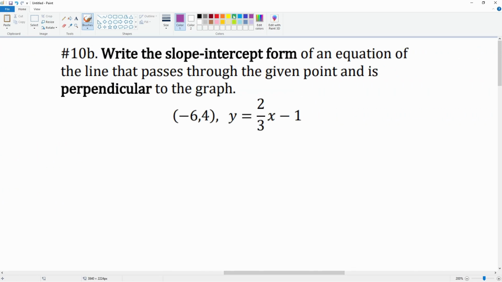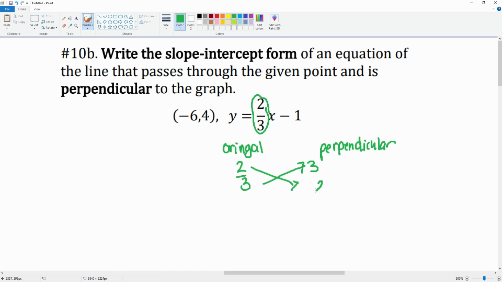All right, so let's start by finding the slope. Here is the slope, the original, which is 2/3. And now we want the perpendicular one. To do that, 3 goes on top, 2 goes on the bottom, and we throw in the negative sign. So m is equal to -3/2.